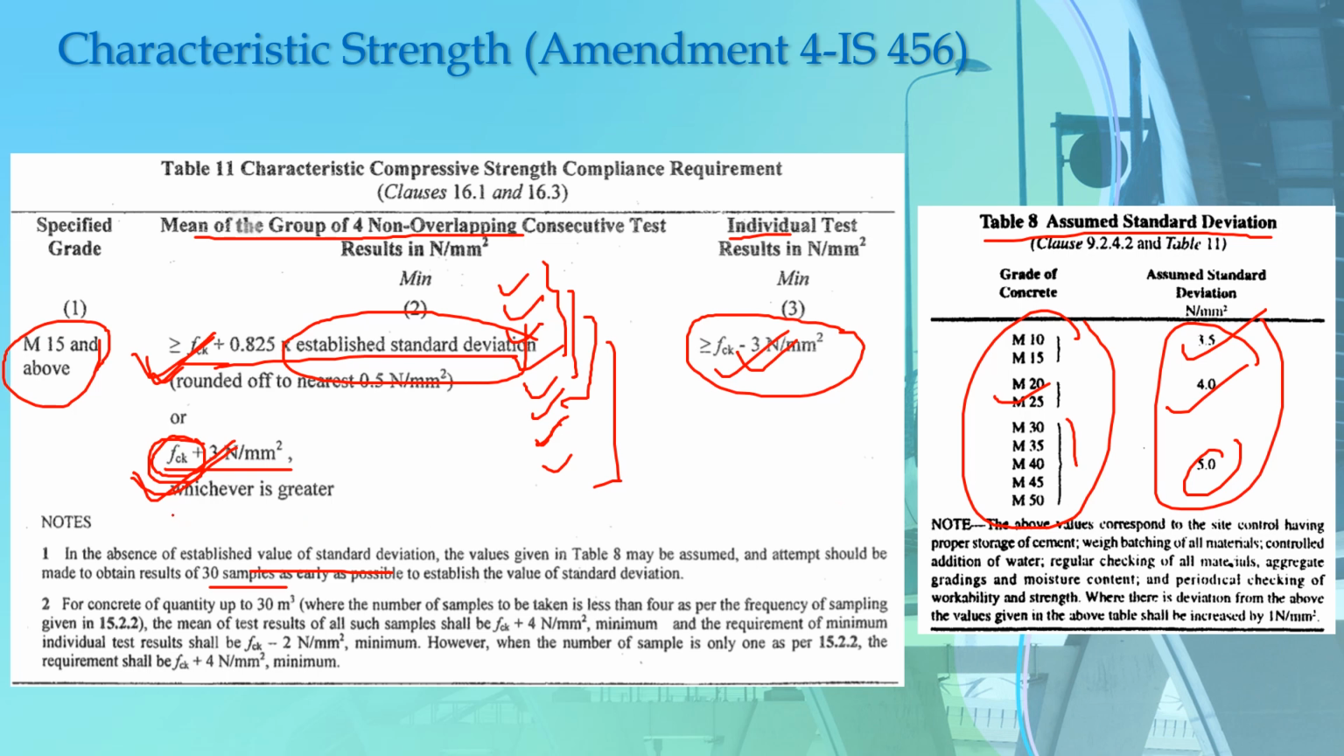If you have performed tests on fewer than 30 samples, then you have to use these values of standard deviation. But if the number of samples exceeds 30, then you have to calculate the standard deviation from the test result values that you have got from these samples, and then use that standard deviation here. So remember, for up to 30 samples, you can use the assumed standard deviation given in Table 8. For more than 30 samples, you have to establish the value of standard deviation by performing calculations yourself and use that value here. So this is about characteristic strength and characteristic loads.